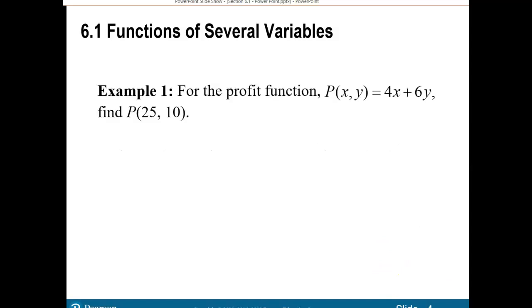All right, so we're just going to start with an example of plugging numbers in. So for the profit function, p(x, y) equals 4x plus 6y, find p(25, 10). So here, x is 25, y is 10. You just substitute, just like if you were doing a function of one variable, f(x) equals something, you plug that value in for x. This time you plug in two values for x and y. So we plug in 25 for x and plug in 10 for y. Simplify. We end up getting $160.